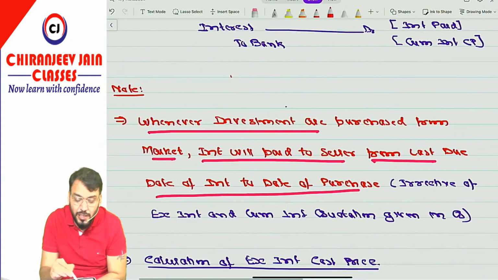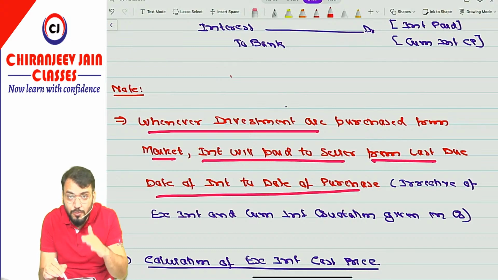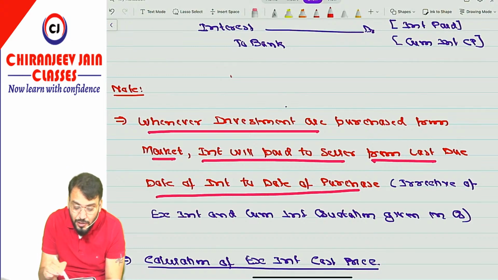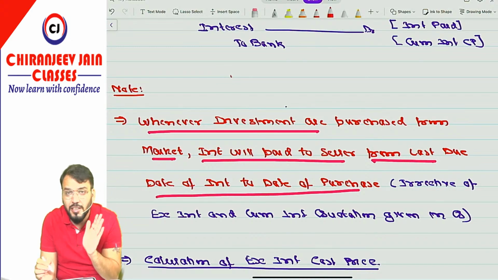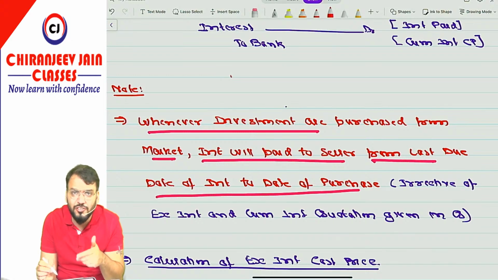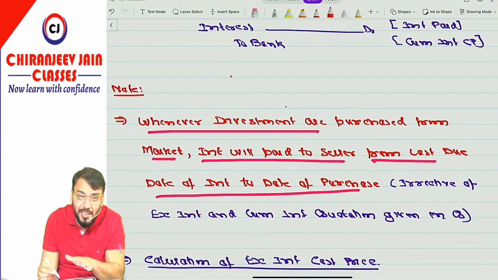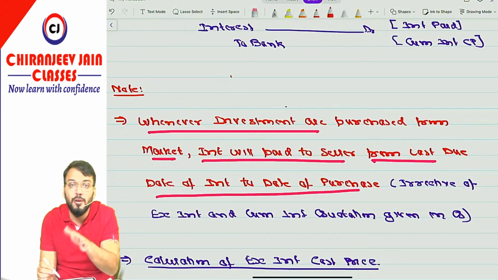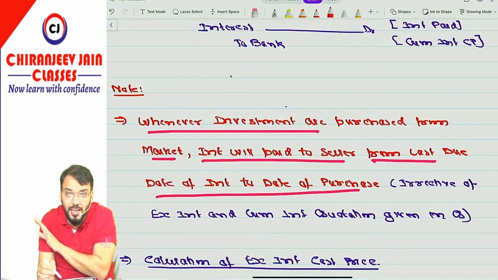We have already understood that when investments are purchased from the stock market, interest will be paid to the seller. We need to pay interest to the seller from the last due date of interest to the date of purchase, irrespective of whether the quotation is ex-interest or cum-interest, because that interest belongs to the seller. And on the next due date, the company will pay interest to the buyer. Understood what I am saying?